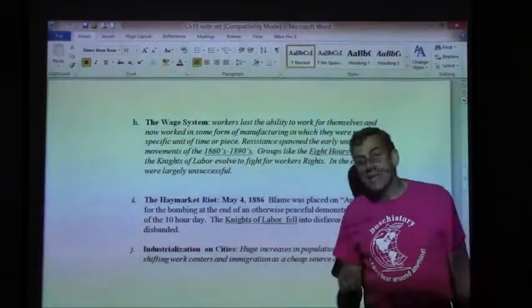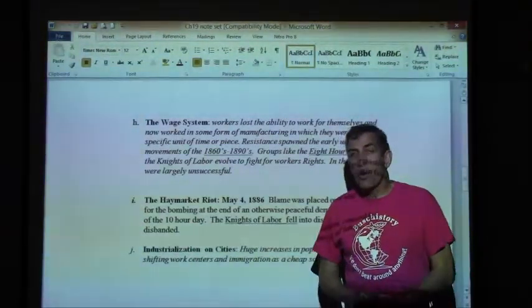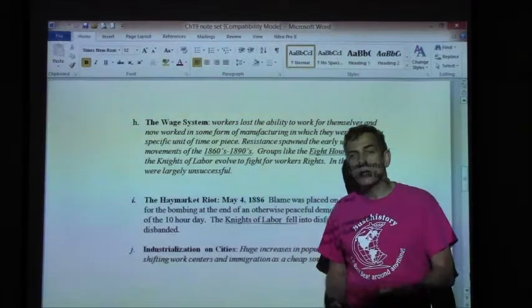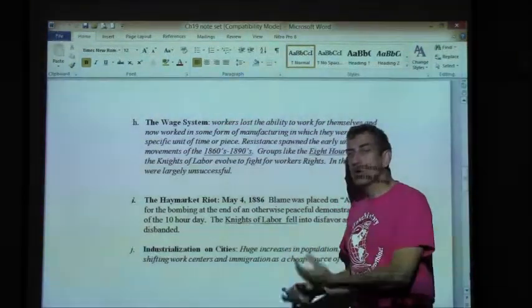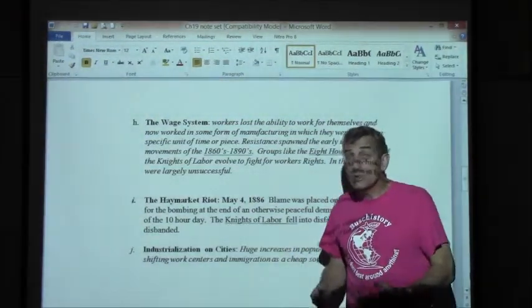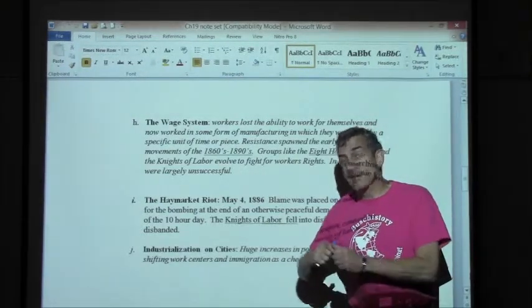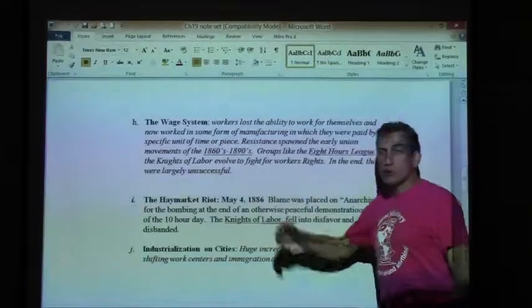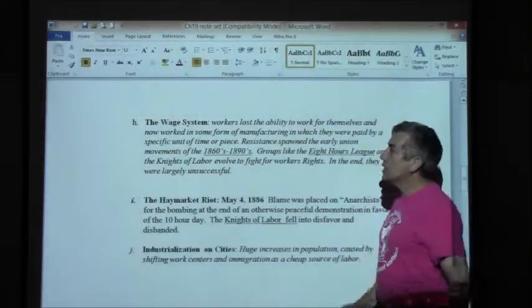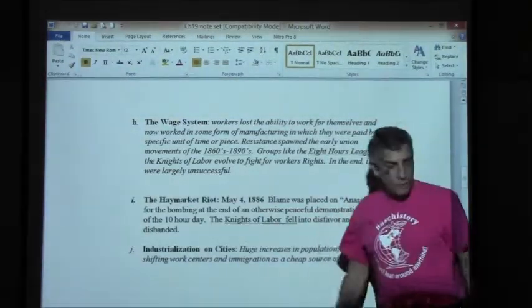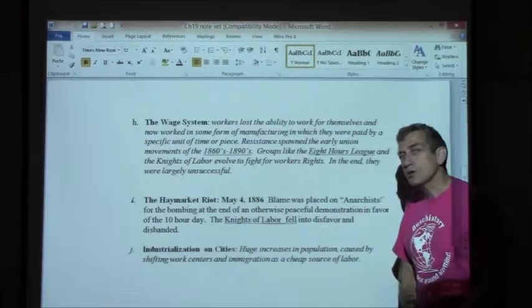That was what spawned the 8-hour day movement, because manufacturers were trying to get their workers to work more and more hours, and of course the workers would often do it because they'd get paid more. So they pay them less per hour and make them work more hours. The Haymarket Riot grew out of this wage system and a desire for an 8-hour day, because that's what they were protesting for.